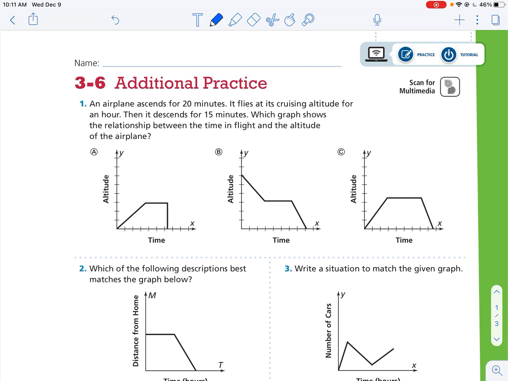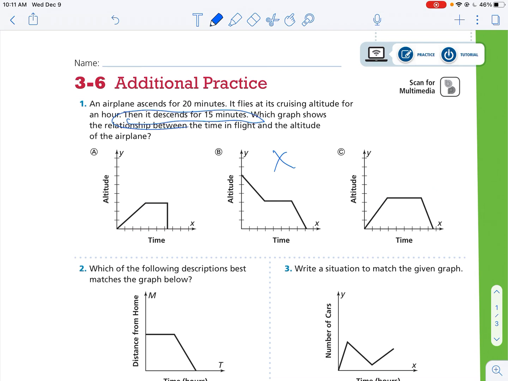Well, it says it ascends for the first 20 minutes. So we want a graph that's going up at the beginning. Oh, this one's going down. So it's not looking like it's going to be it. This one's also going up. So the first and third one are going up. So this one's out. It flies at its cruising altitude for an hour. So if it's staying at the same altitude, it's going to be horizontal. Well, this one's horizontal. This one's also horizontal. So it's either of those.